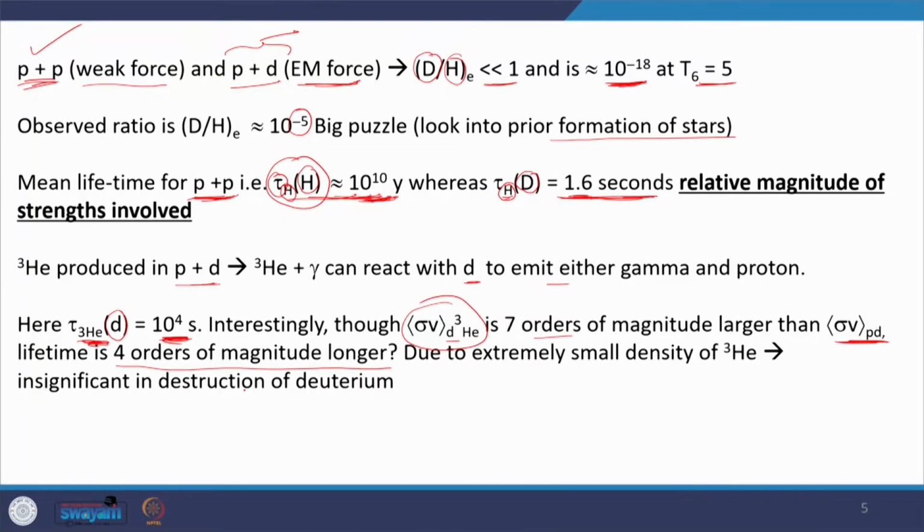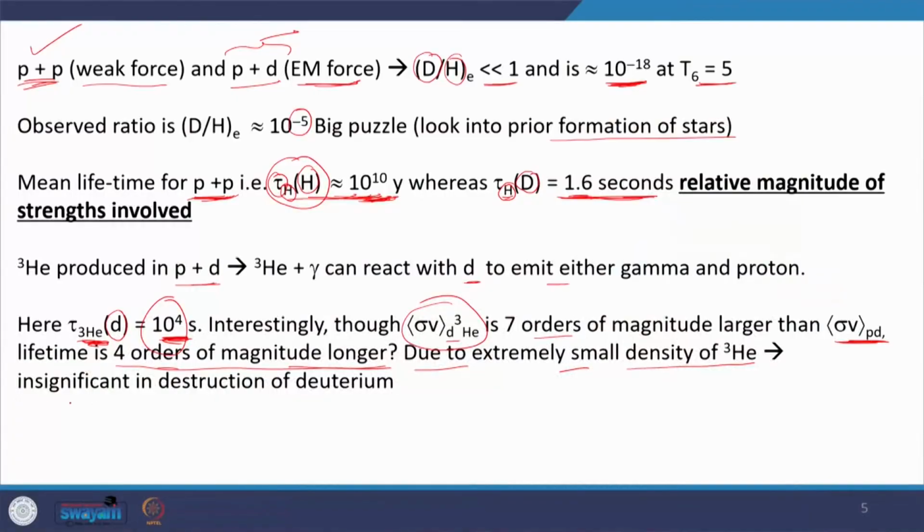However, the reaction rate is 7 orders of magnitude larger. The lifetime is 4 orders of magnitude longer, 10 to the power of 4. So, due to this extremely small density of helium-3, we can see that the lifetime is 4 orders of magnitude longer, though the reaction rate is 7 orders of magnitude larger than the PD reaction.